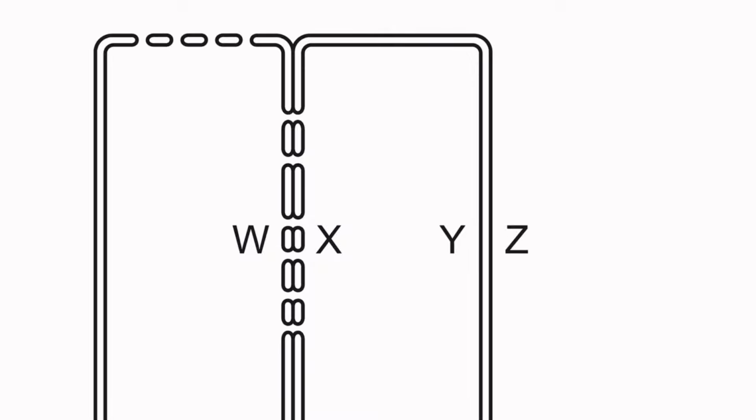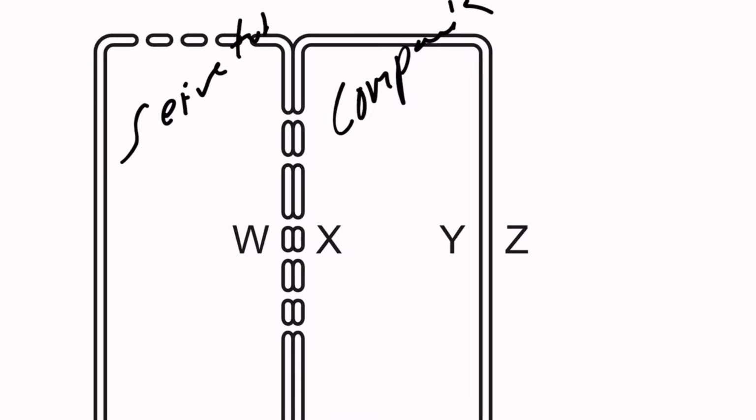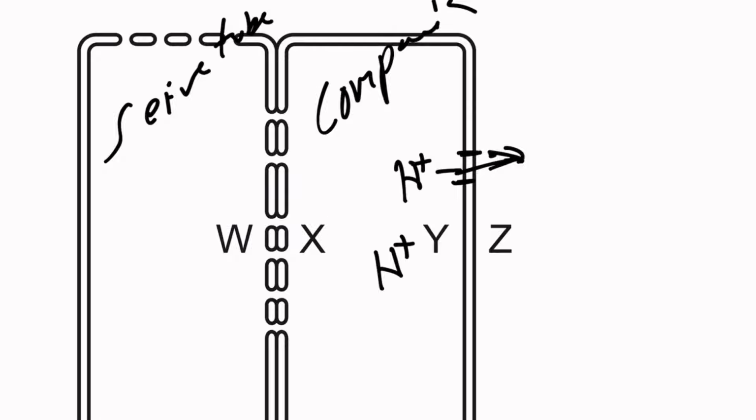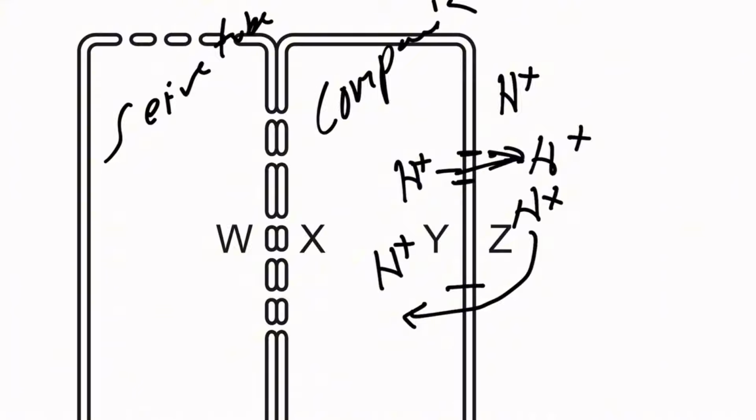Let's remember how translocation happens. So this is the companion cell, and this is the sieve tube element. First we're going to have hydrogen ions in the companion cell, and they're going to be pumped from Y to Z. So they're going to undergo active transport, carried by proton pumps. And then there's going to be an increasing concentration of hydrogen ions here. So hydrogen ions are going to undergo facilitated diffusion, going through a channel protein.